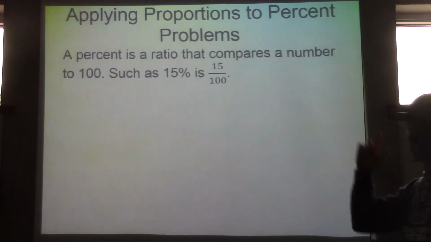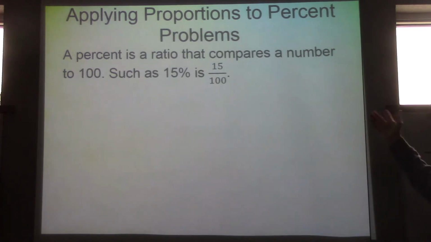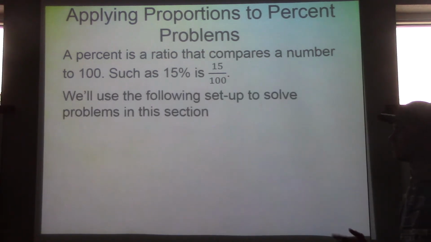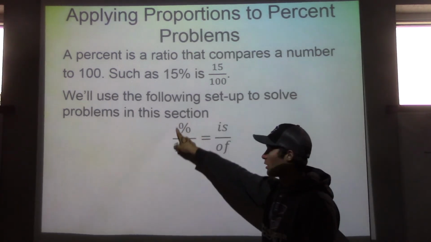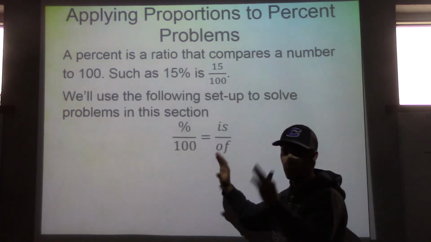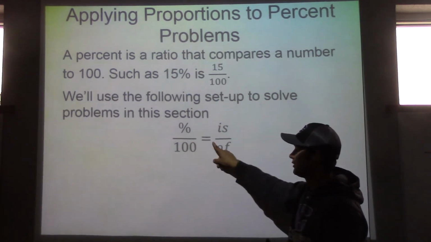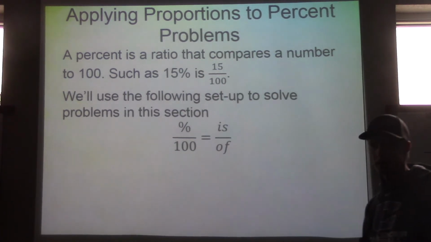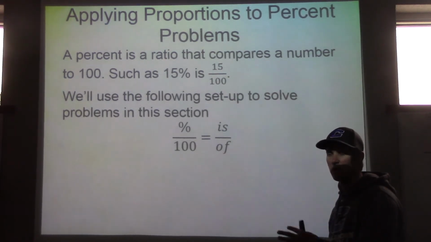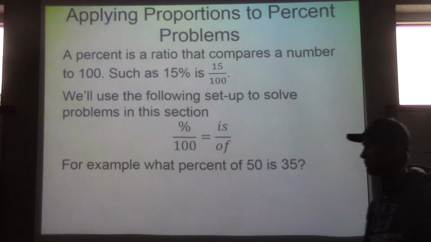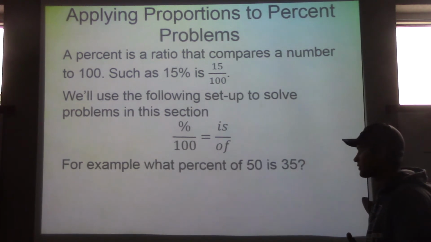A percent is a ratio that uses 100 and compares something to 100. So 15% is 15 out of 100, 20% is 20 out of 100, and so on from there. We're going to use the following setup to solve problems in this section. Our setup is a proportion: whatever percent they give us, if it's known, we put that over 100, and then equals is over of, meaning whatever comes after is will go on top, and whatever comes after of will go in the denominator. For example, what percent of 50 is 35?